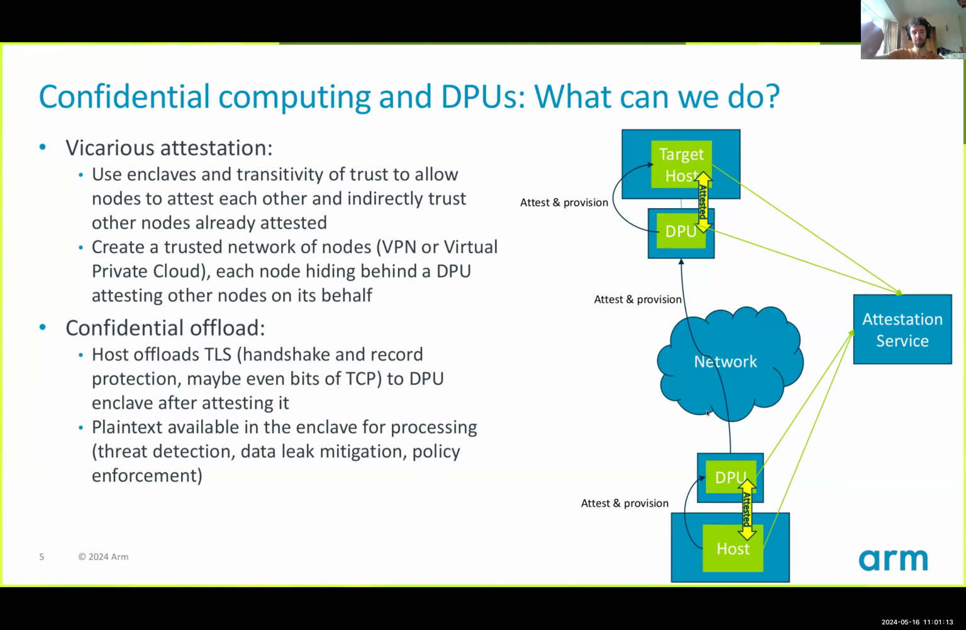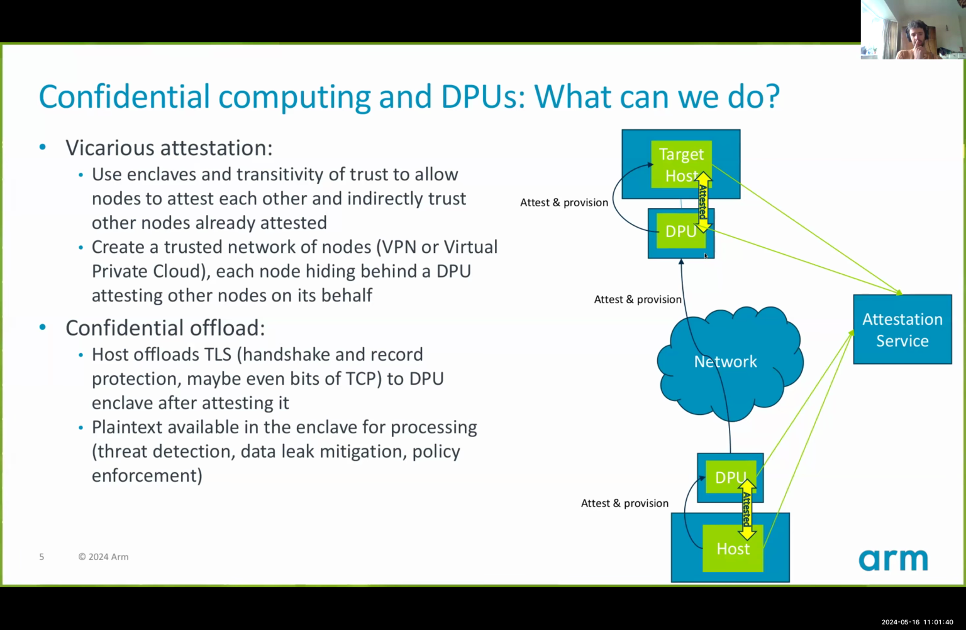I forgot to mention, but everything green here is a TE or an enclave. And once the DPU is attested, then the host can ask its DPU to attest other nodes on its behalf. So here, the first DPU is attesting the second DPU on the top on behalf of the first host on the bottom. So that's our first use case.